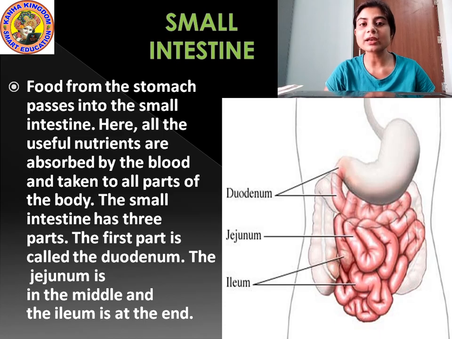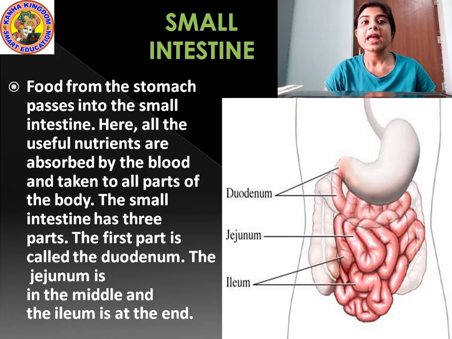Understood? In the small intestine, all the nutrients in the food that we eat are absorbed by the blood. And later on, the blood carries the nutrients to all parts of the body, because blood keeps on flowing in all the parts of the body. Yes or no? That is why the blood carries all the nutrients from the small intestine to the different parts of the body.